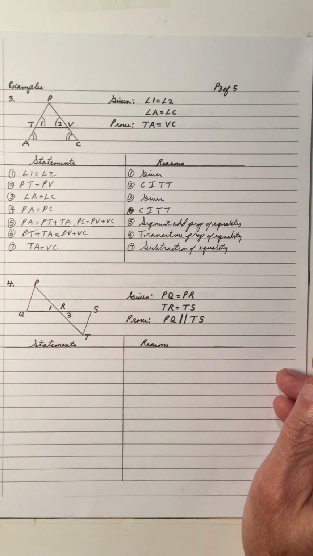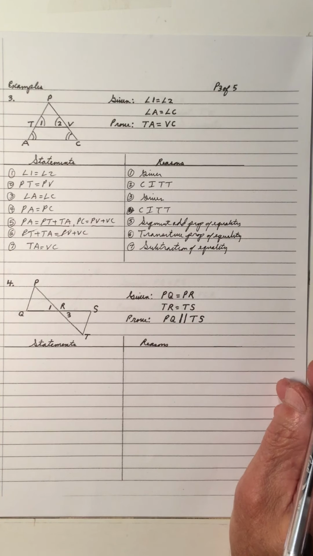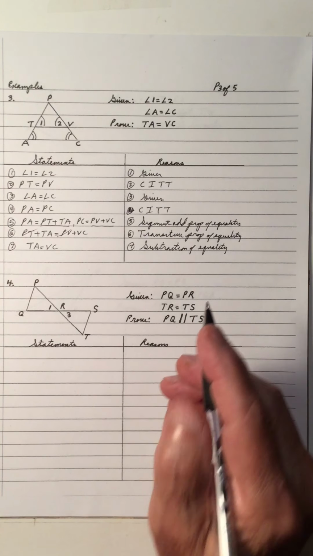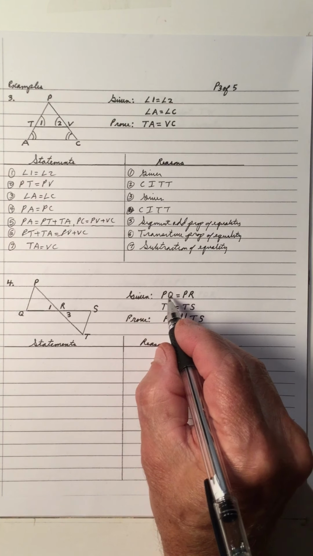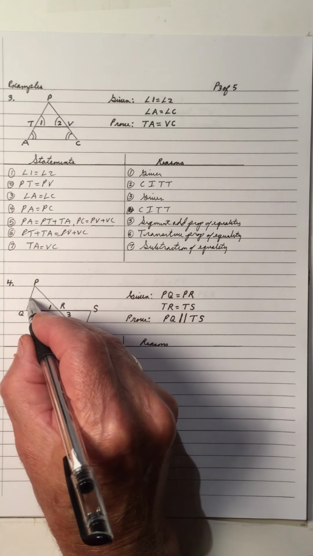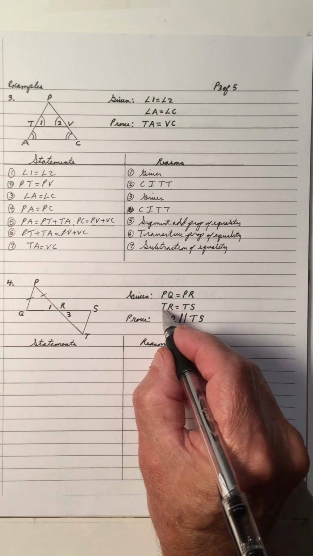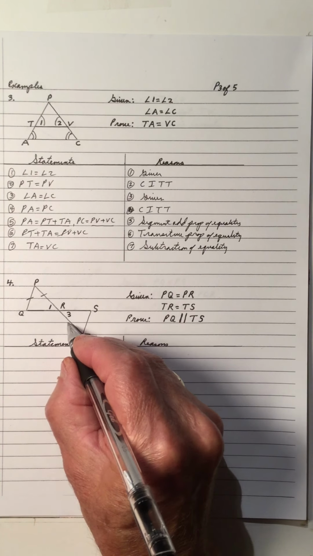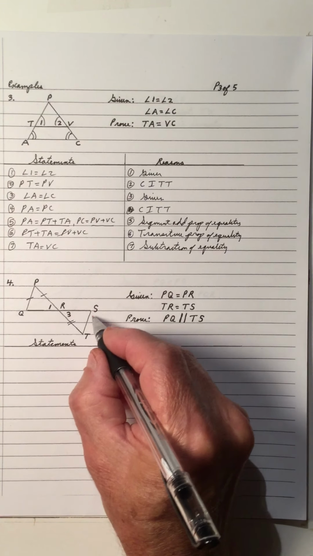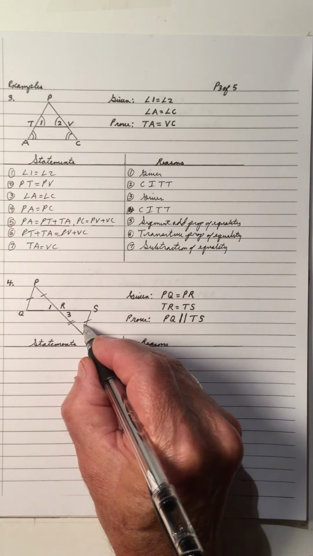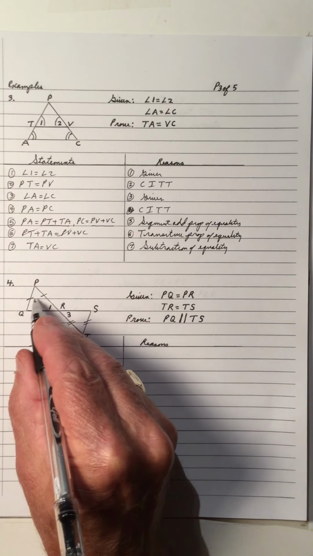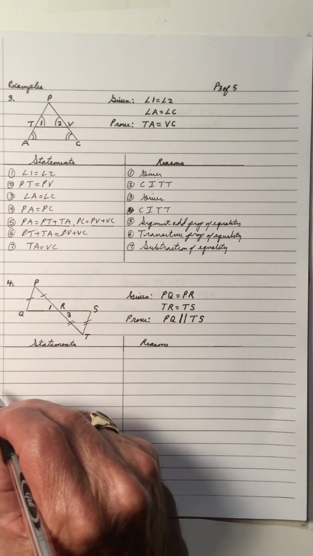That's done. Number 4. Let's look around. We always like to look at what we are given. So PQ equals PR. There it is. We got TR, which is this one, equals TS, which is this one. So I got a mark. Notice I marked these with 1 stroke, and these two with 2 strokes.